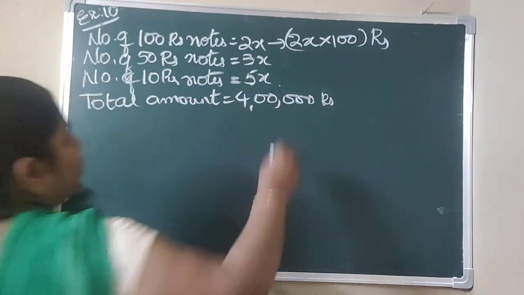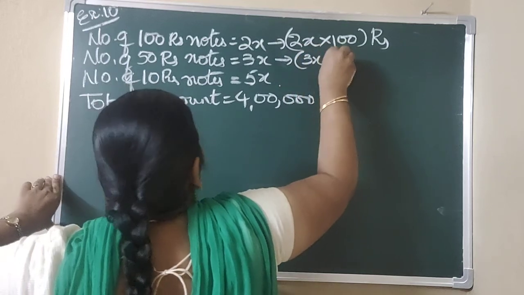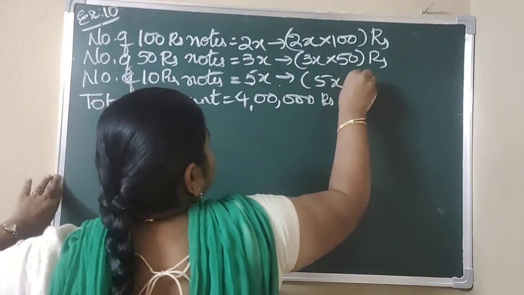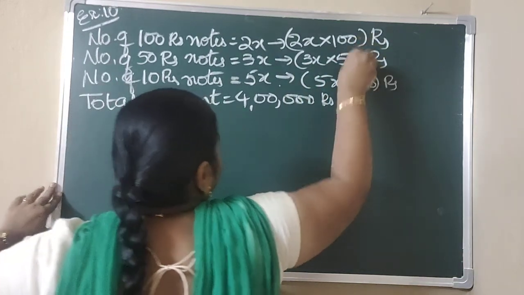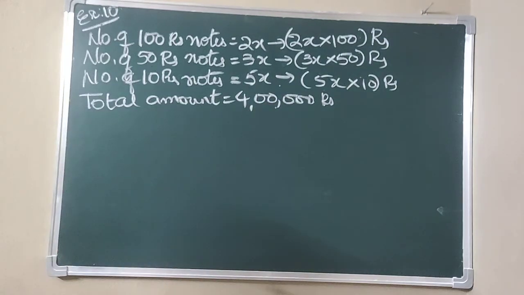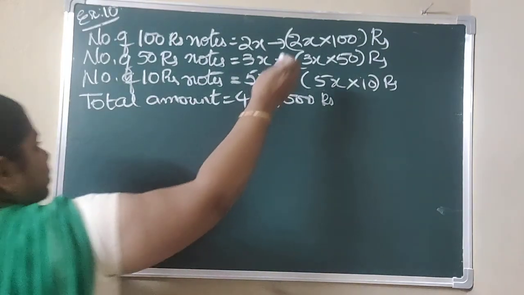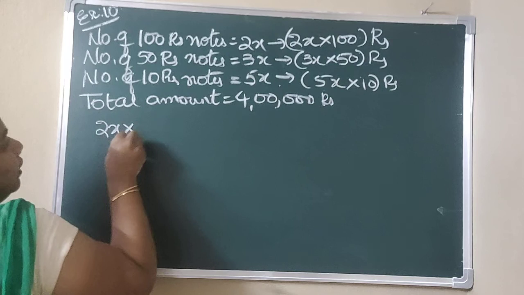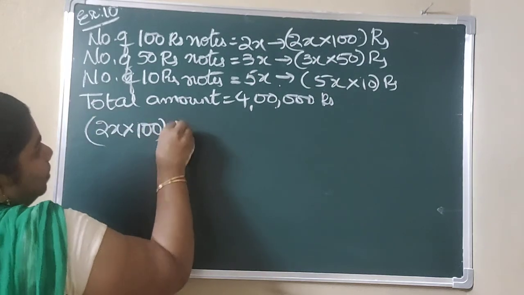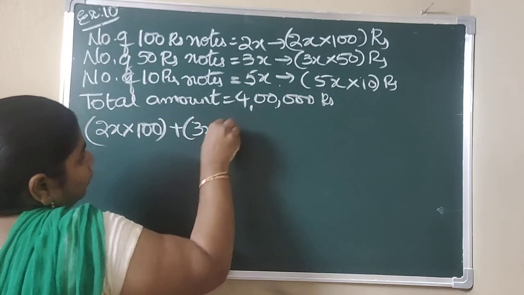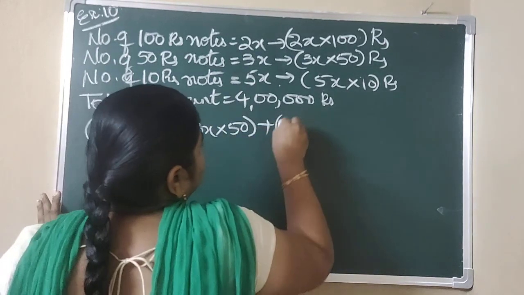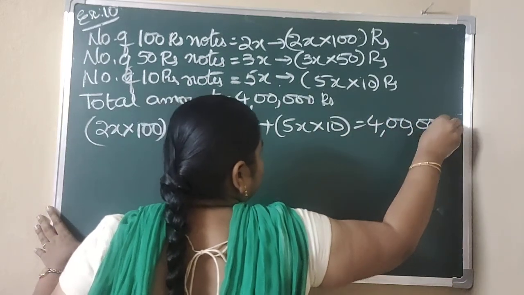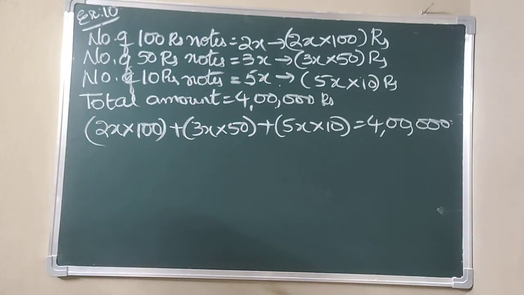So what we have to write now? We have to write 3x into 50 rupees. And this will be 5x into 10 rupees. So these are all rupees. Now we can add them. If you add all these rupees, that should be equal to 4 lakhs. So it is 2x into 100 plus 3x into 50 plus 5x into 10 will be equal to how much? 4 lakhs.